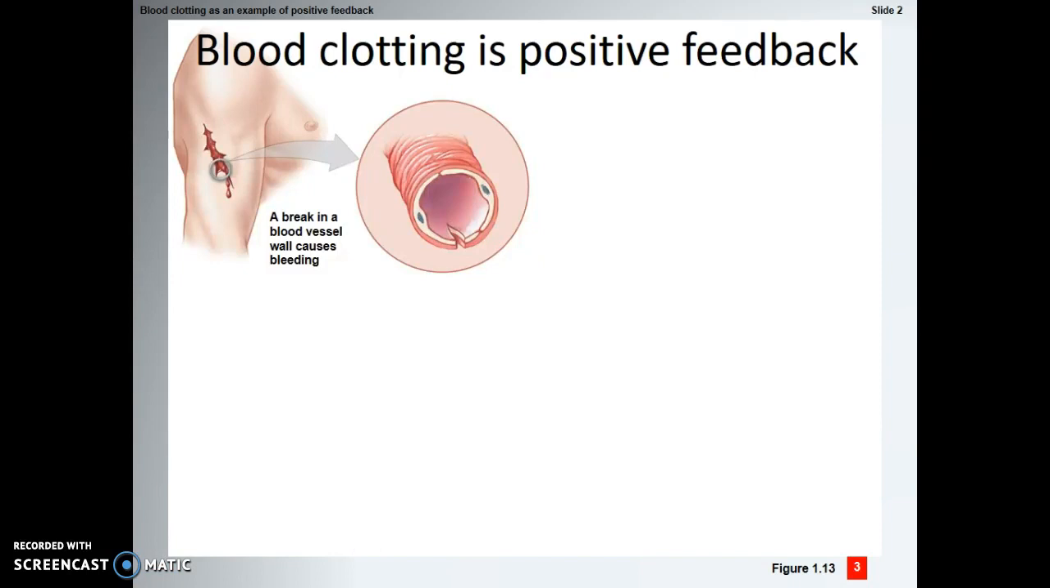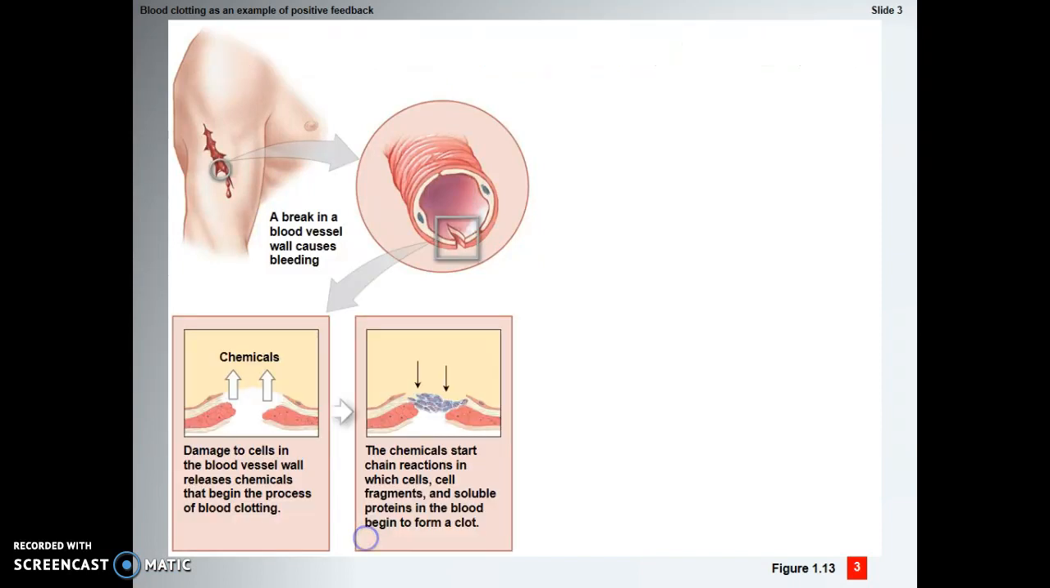So here we see a break in a blood vessel wall causing bleeding. Damage to the cells in the blood vessel wall release chemicals that begin the process of blood clotting. The chemicals start chain reactions in which cells, cell fragments, and soluble proteins in the blood begin to form a clot. Some things involved there you might be familiar with, platelets. That's what they mean by cell fragments.